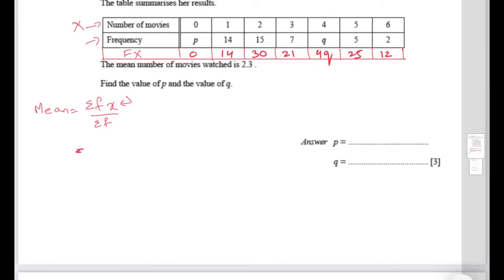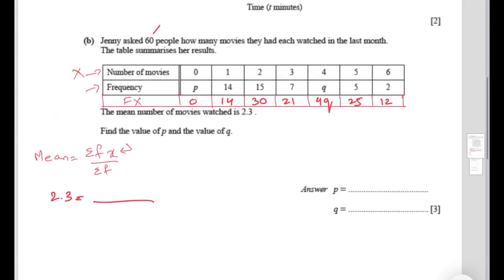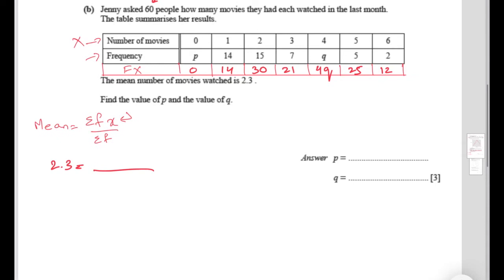Since we have the mean, which is 2.3, let's find what the frequency is. The frequency that is given to us is 60 because there are a total of 60 people. So you write 60 over here. Then let's add all the values up in this row. 0 plus 14 plus 30, plus 21 plus 4q plus 25 plus 12.